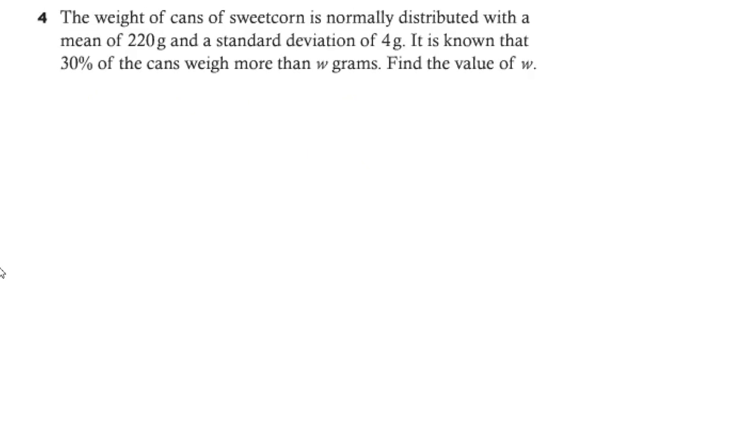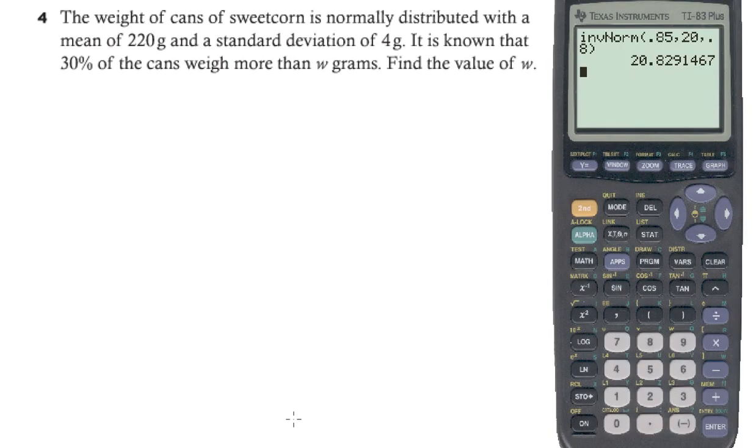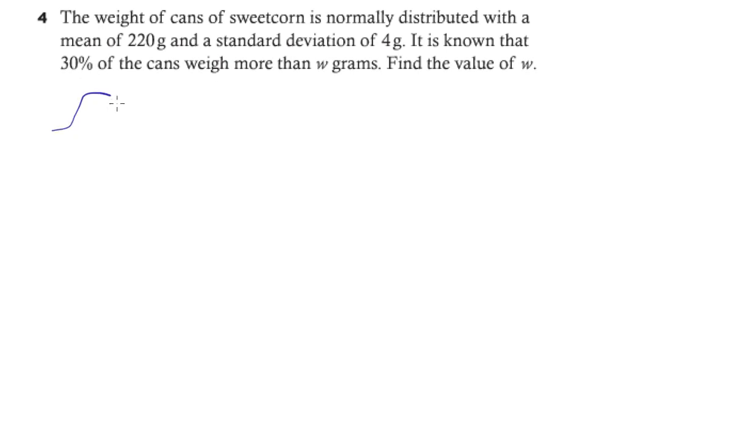Number 4, the weight of cans of sweet corn is normally distributed with a mean of 220 grams, standard deviation of 4 grams. It's known that 30% of the cans weigh more than W grams. Find the value of W. Okay, so again, we got our percents here, so we want to figure out what percent we are looking for. It's known that 30% of the cans weigh more than W grams. So we're looking again for the top. We're looking for the top 30%.